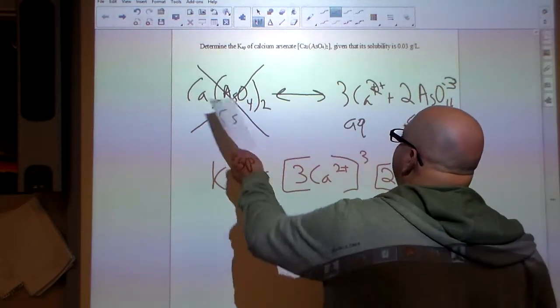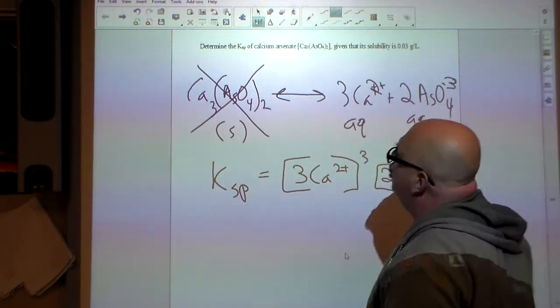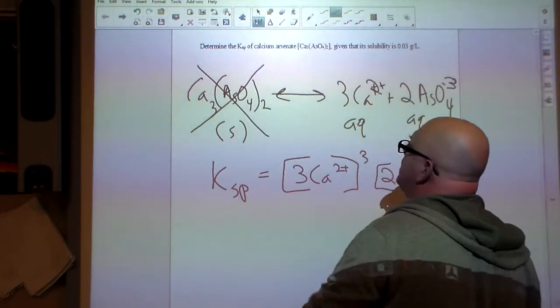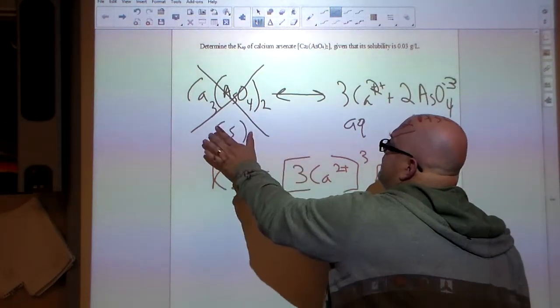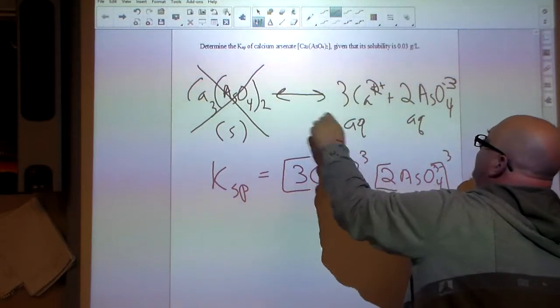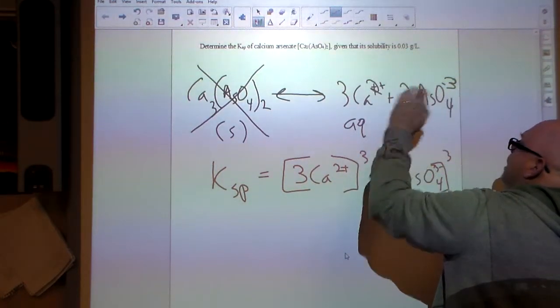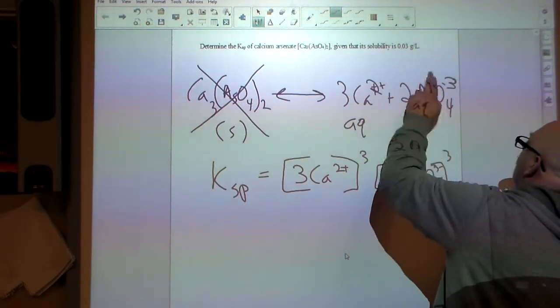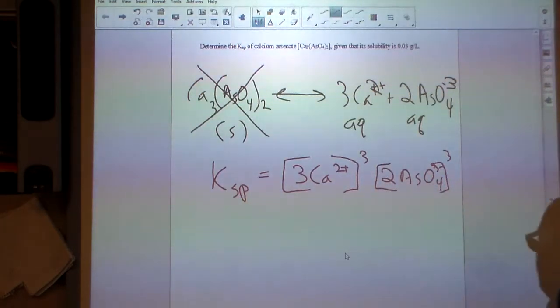So we went ahead and wrote out our equation here, how it dissociates. Here's our calcium arsenate. It's a solid. I'll get to why I crossed it out in a moment. Now it's going back and forth, and you've got 3 calciums in aqueous form and 2 arsenates in aqueous form. So that's what we've got.